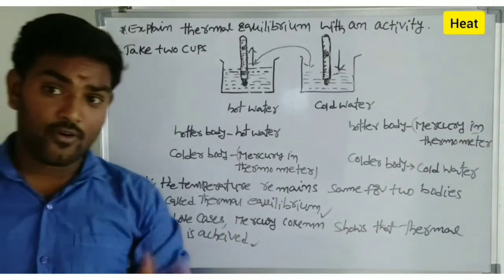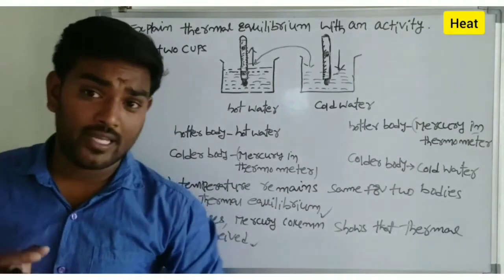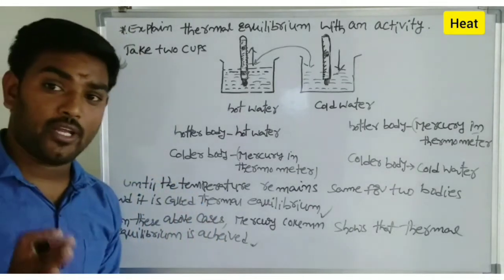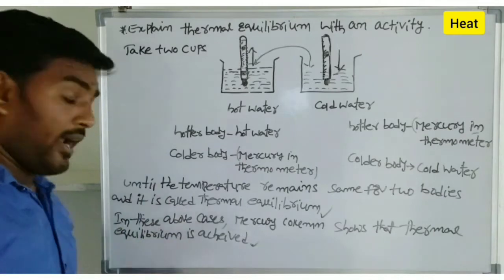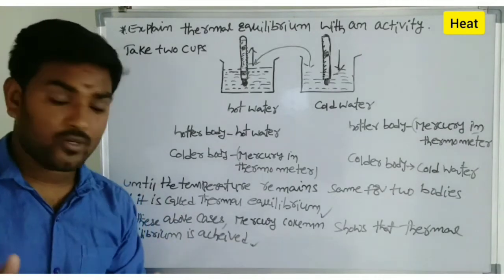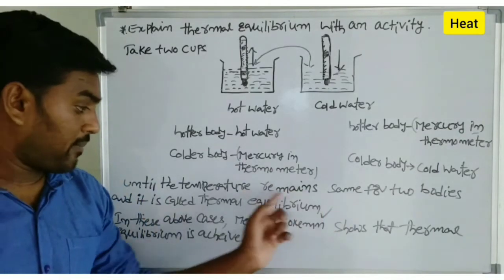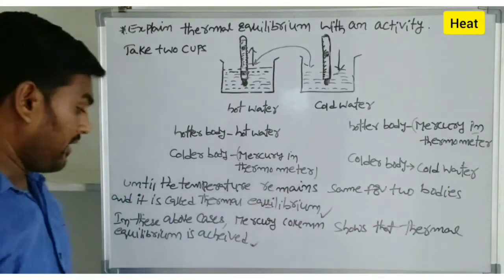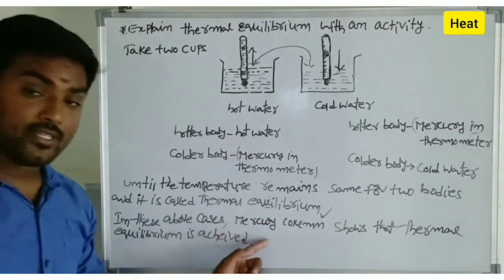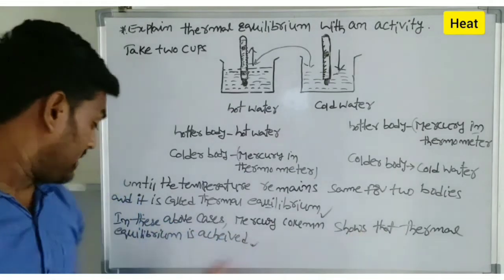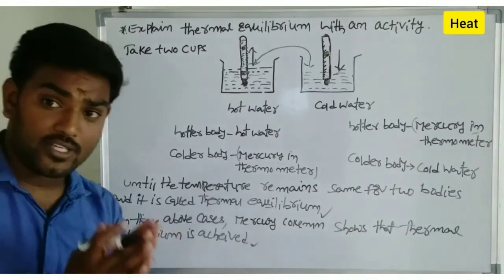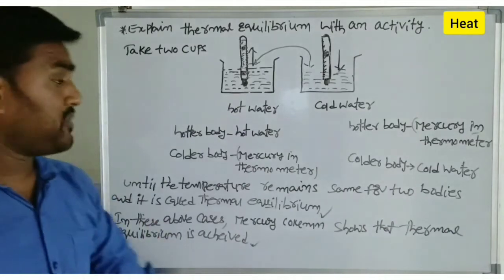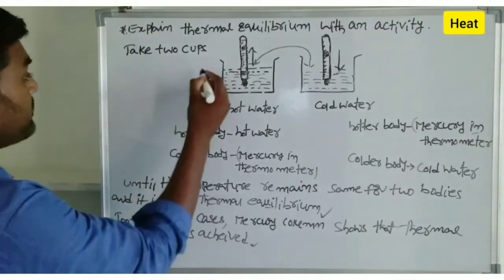Actually, heat is a form of energy that flows from a body at higher temperature to a body at lower temperature until the temperature remains the same for two bodies, and it is called thermal equilibrium. In the above cases, the mercury column shows that thermal equilibrium is achieved. So next one.